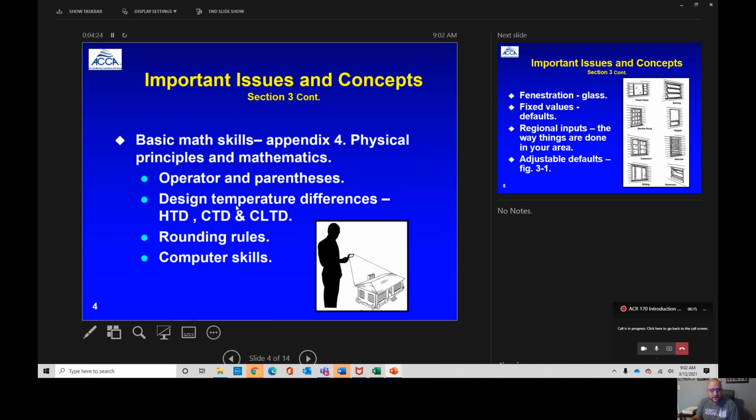You're going to have to calculate design temperature differences. So HTD, heating temperature difference, CTD, cooling temperature difference, and CLTD, which I have to remember what that even stands for. You're going to use a little bit of computer skills. You may use some sort of design software that simulates a CAD program, where it actually has you draw out the space, maybe draw room by room. And then you're also going to probably use some sort of spreadsheet.